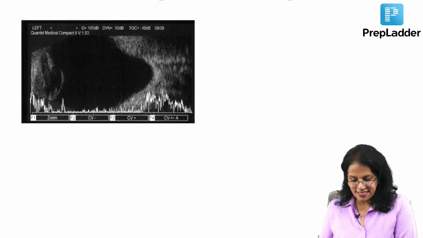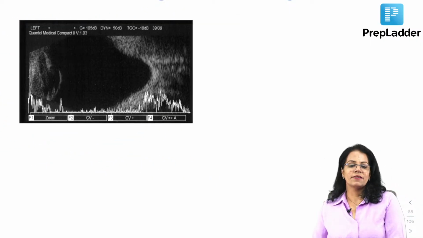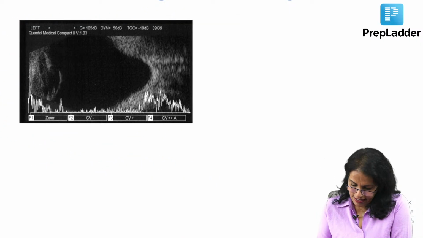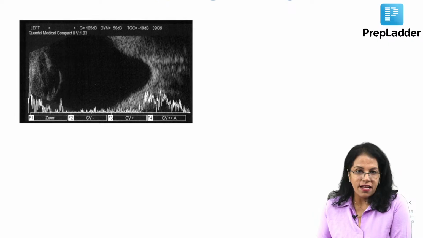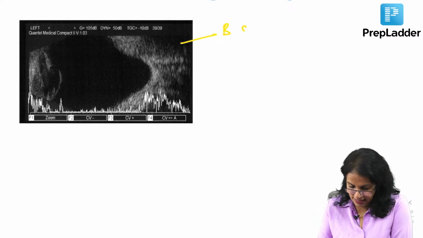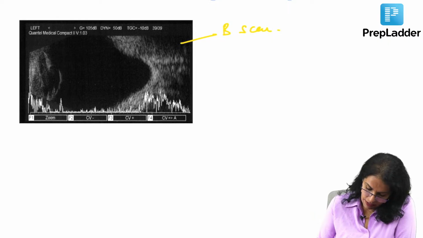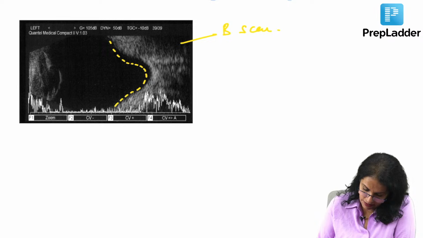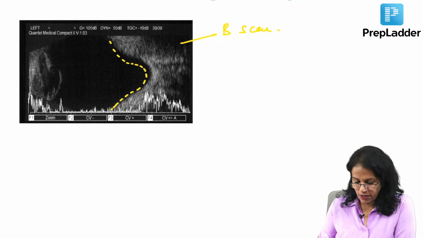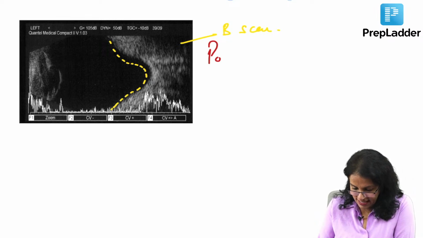Okay, we come to the next image. Tell me what is this? So, what I can see here is ultrasound B scan, and this B scan is showing me the ectasia which is happening posteriorly. This is what is posterior staphyloma, right?